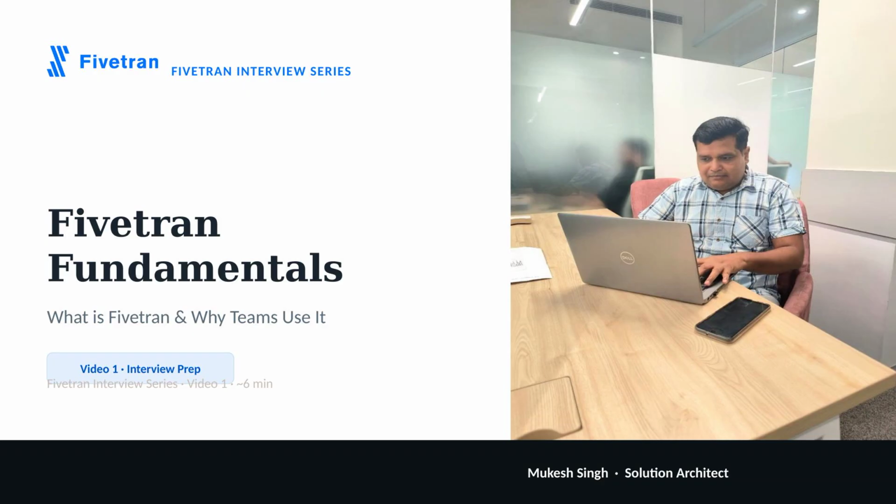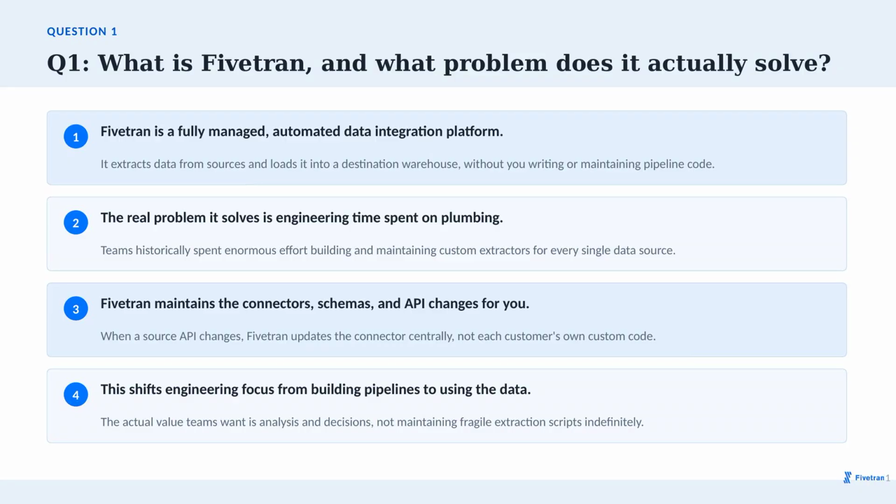What is Fivetran, and what problem does it actually solve? Fivetran is a fully managed, automated data integration platform, extracting data from sources and loading it into a destination warehouse, without you writing or maintaining pipeline code yourself. The real problem it solves is engineering time spent on plumbing. Teams historically spent enormous effort building and maintaining custom extractors for every single data source they needed.